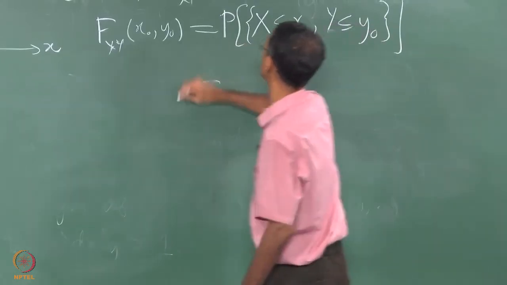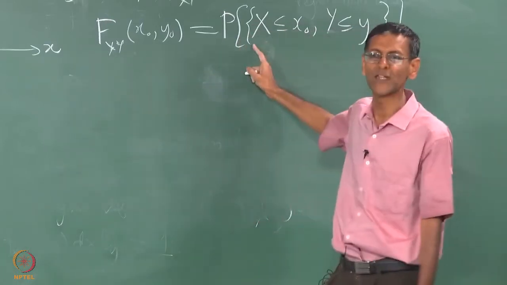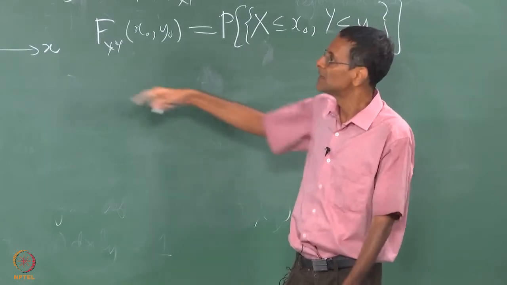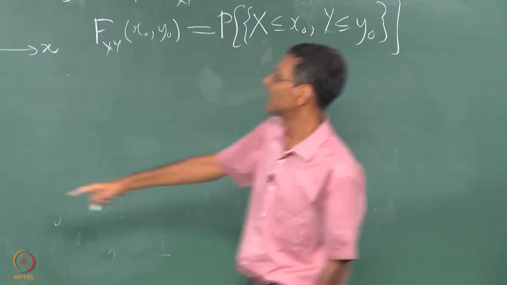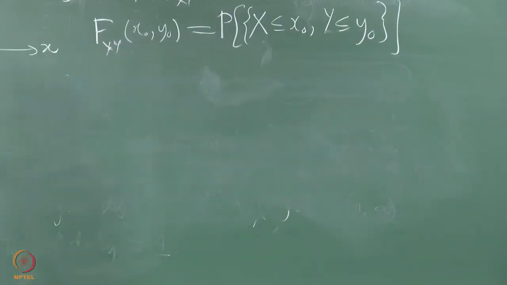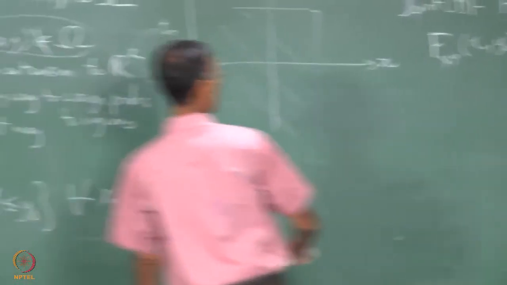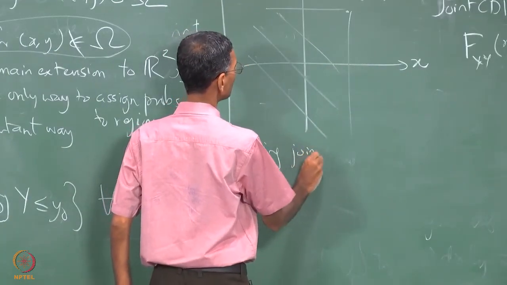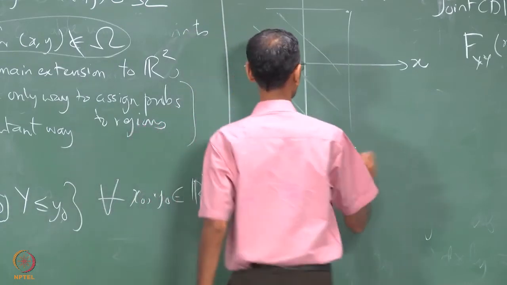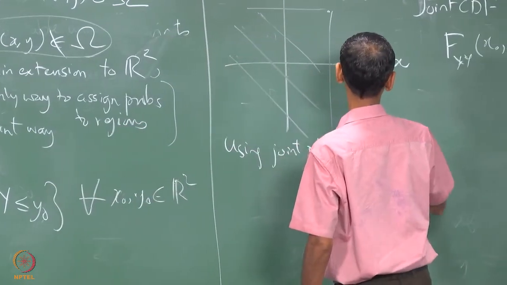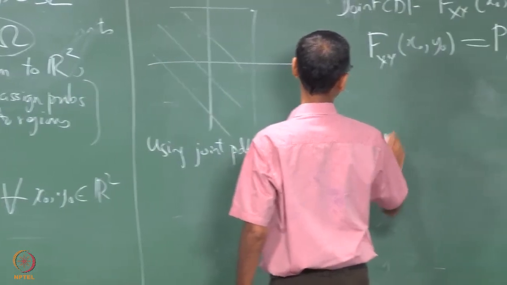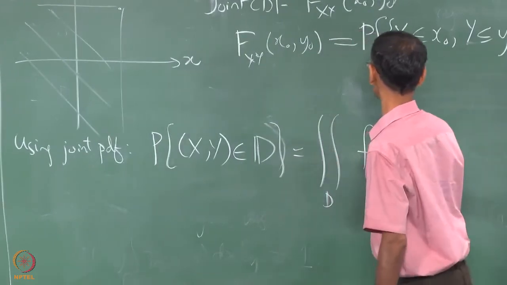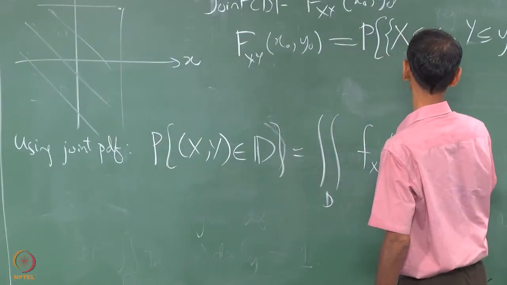Of course, when the joint PDF is specified you can always find this probability by integration, it is not an issue. What would be the limits of the integral? Minus infinity to x naught. I should have written that here. So using a joint PDF, what is the probability of a region? You write that (X, Y) an element of D, some region D, is basically the double integral over D of f_XY(x, y) dx dy.